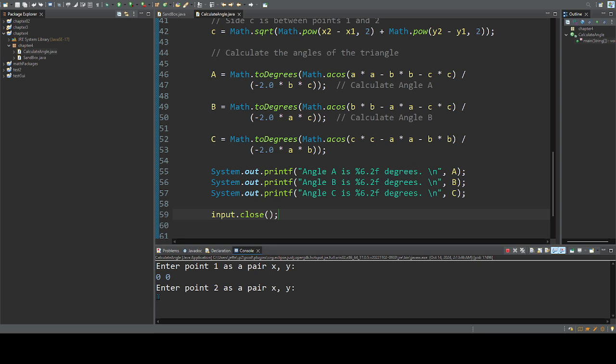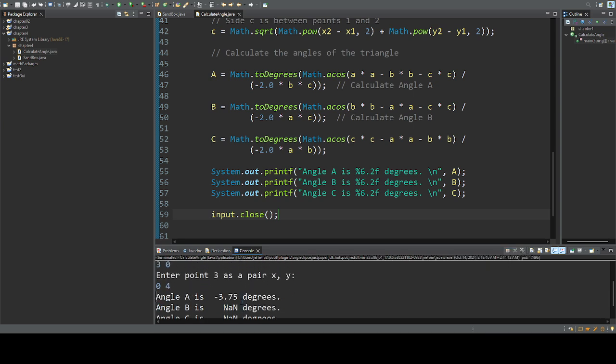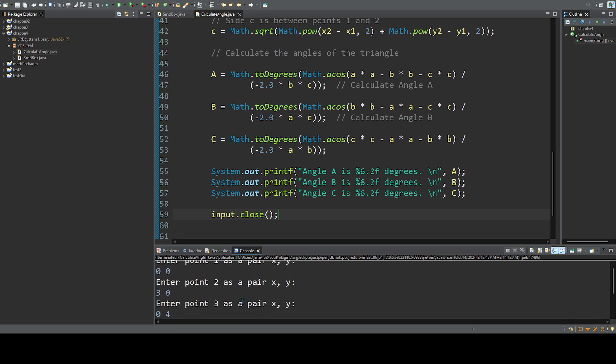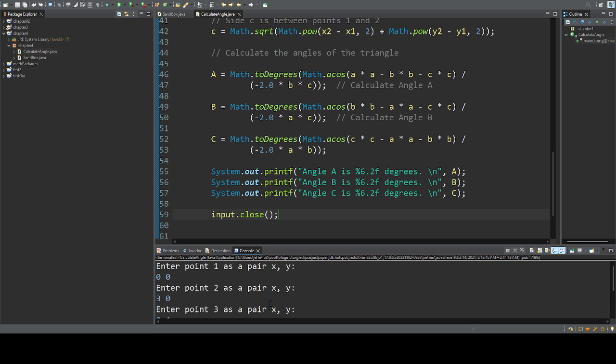So it'll be 3 down the x-axis, 0 down the y. I'll make my third point along the y-axis, so it'll be 0 on the x and 4 on the y. And I get a NaN degrees and negative 3.75. So what have I done calculation-wise?